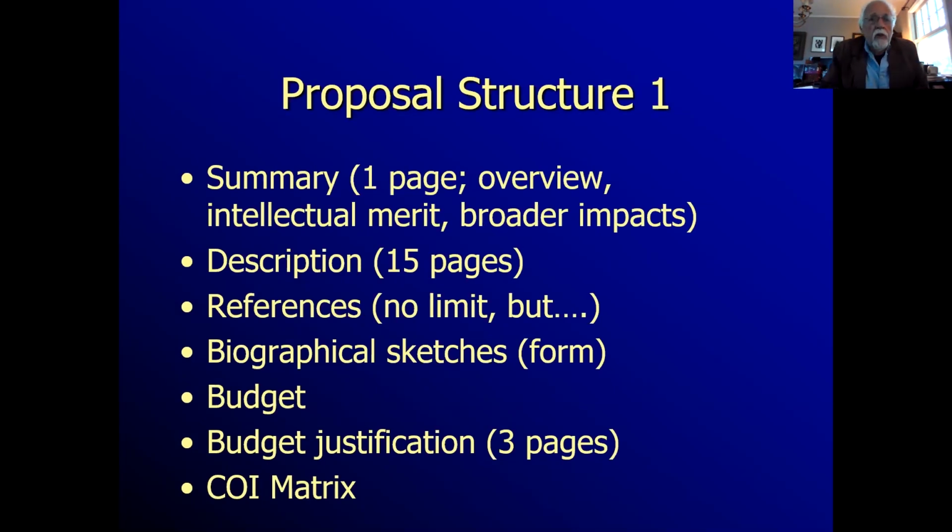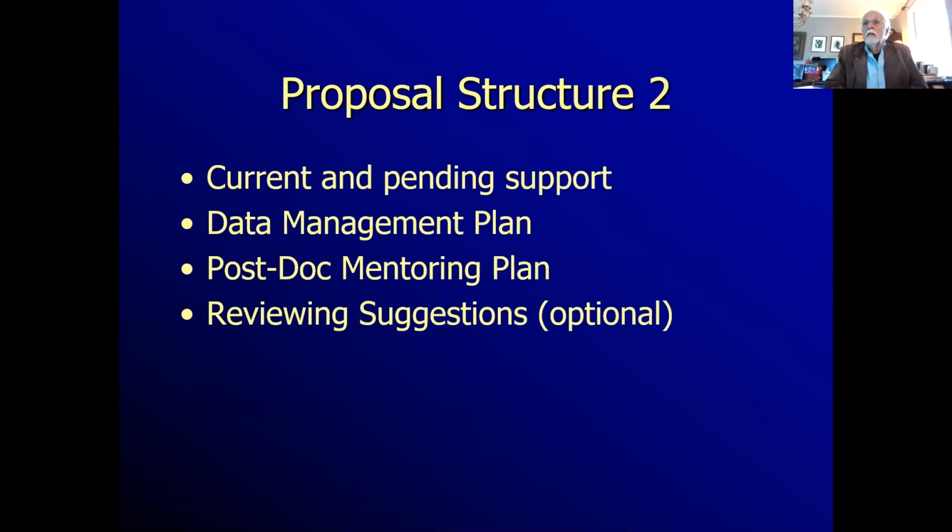Now, how about proposal structure? Okay, this is, you guys probably already know in many cases, but it's one page. The description is 15 pages. References, yeah, there's no limit. Biographical sketches is a form now you need to fill out. You need to include a budget and a 3-page budget justification and a conflict of interest matrix. And there's a form to do that. That's it. Except you also need to list your current and pending support.